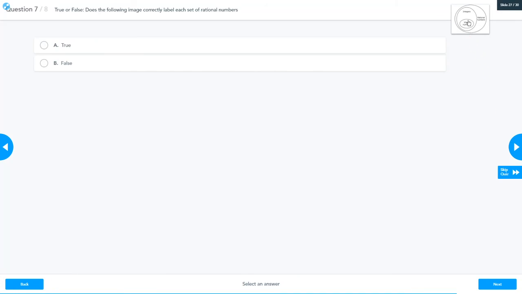Number 7, again, a new model. True or false? Actually, it's the same model, just the words have been moved around. And then this was like problem number 5, except, again, the words have been moved around. Is this one written correctly? True or false?